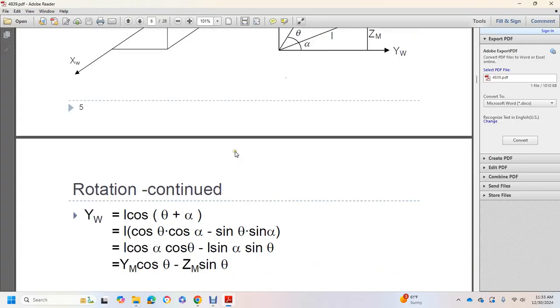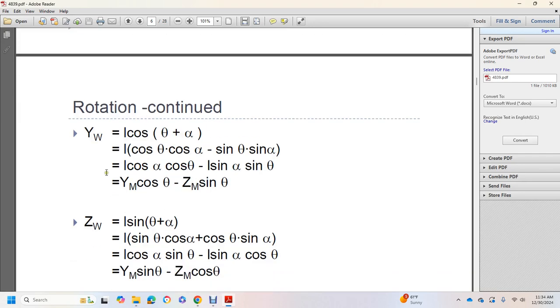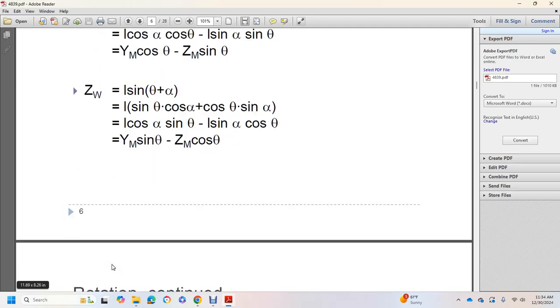and then rotation about Y world: cosine A, 0, sin A; 0, 1, 0; minus sin A, 0, cosine A. Z world, sin, cosine, and then Y, Z, sin, Z model, cosine.